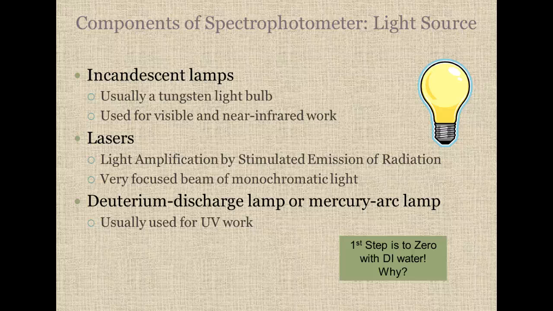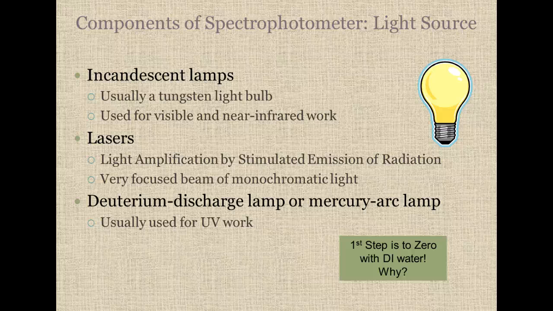First, there's a light source. We need to transmit light through somehow, and usually it is a tungsten light bulb. Incandescent lamps are also used for visible or near infrared work, but if you want to get really technical and work in research labs, you'll find lasers, which stands for light amplified by stimulated emission of radiation. Very focused beam of monochromatic light with the lasers. There's also deuterium discharge lamps or mercury arc lamps, which are used for UV work. For the majority of what we're going to do in clinical chemistry, we're going to use our tungsten light bulb.